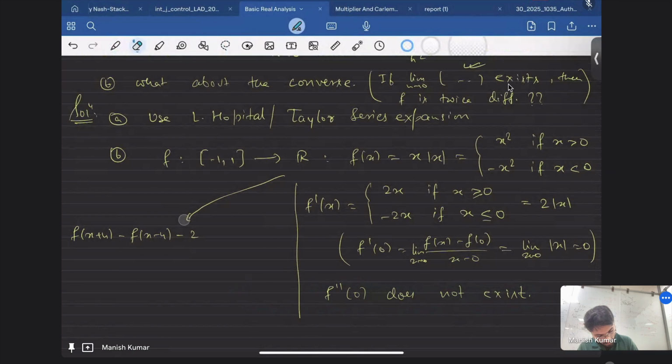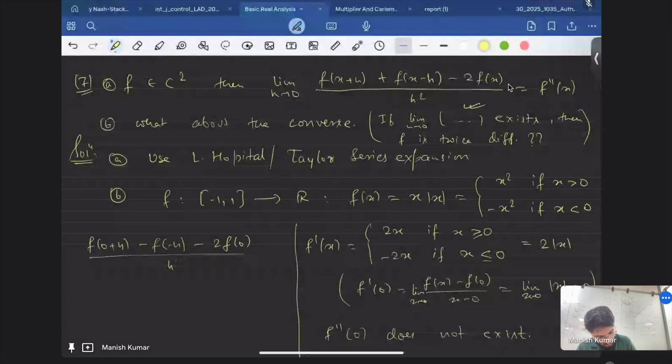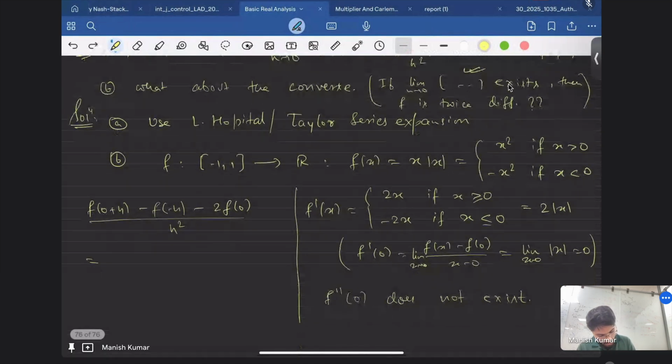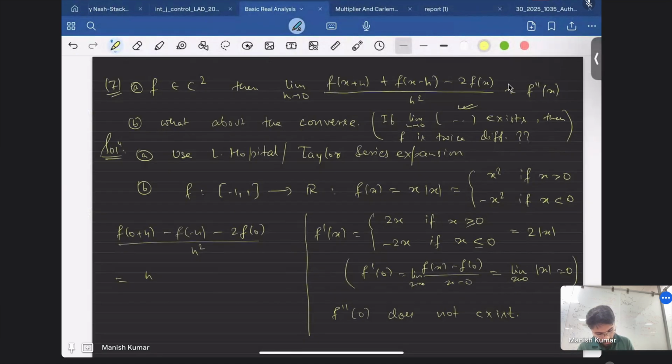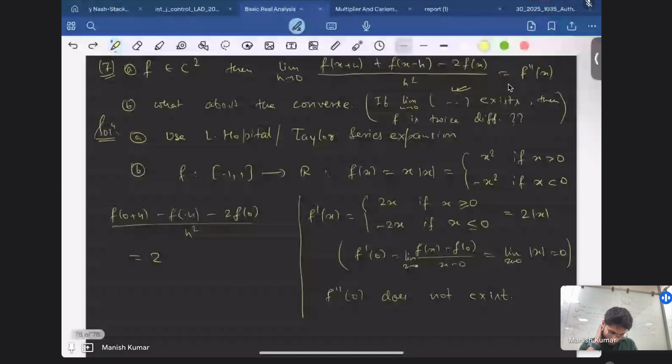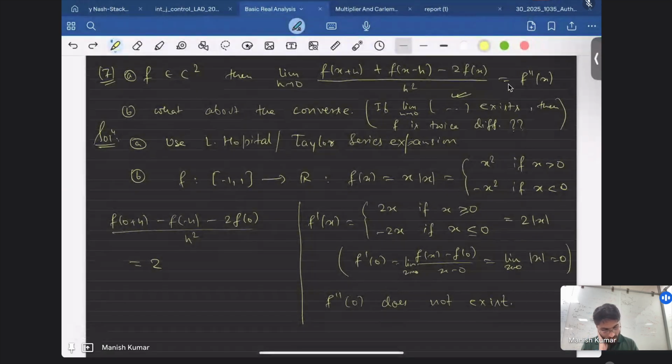So f(0 plus h) minus f(minus h) minus 2 f(0), upon h square. This is equal to f(h), which is h square, and f(minus h) gives minus h square, so it will add up to 2h square, and then you get 2. If you want, you can directly write this is equal to 2. So this limit as h goes to 0 exists, but f is not twice differentiable. Okay, so let's go to the next problem.